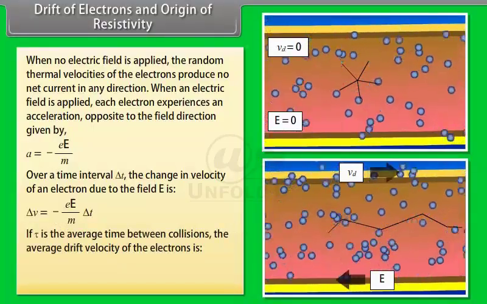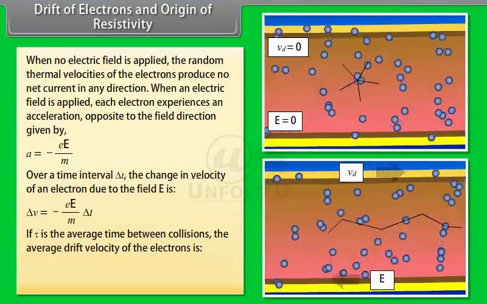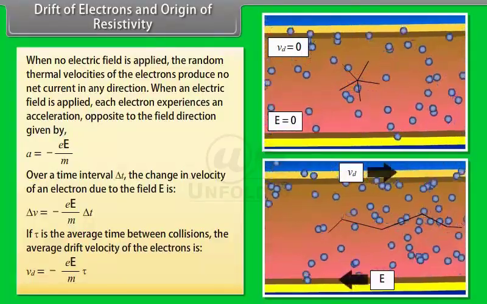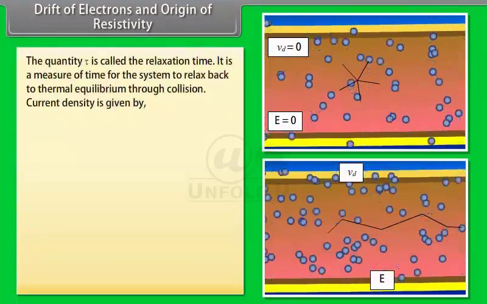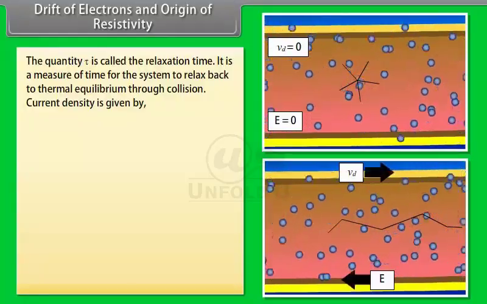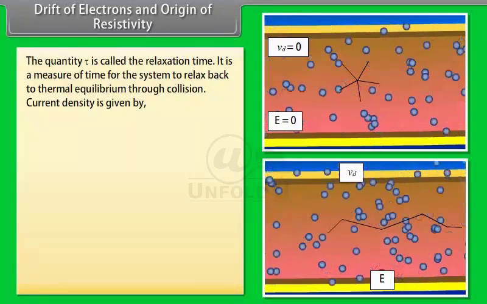If τ is the average time between collisions, the average drift velocity of the electrons is equal to the product of acceleration and τ. The quantity τ is called the relaxation time. It is a measure of the time for the system to relax back to thermal equilibrium through collisions.